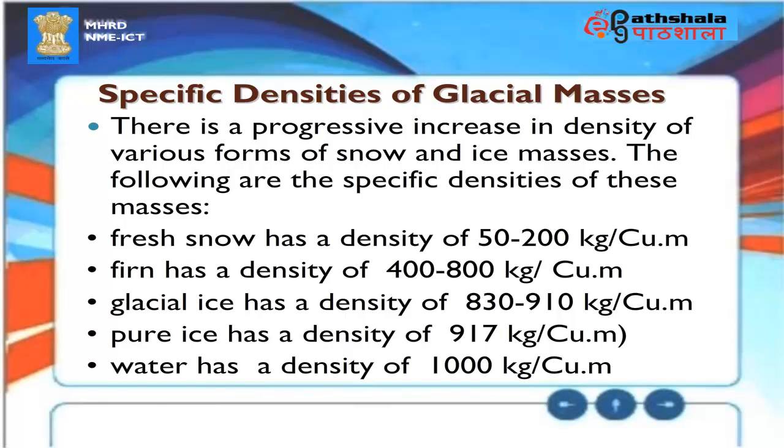Specific densities of glacial masses. There is a progressive increase in density of various forms of snow and ice masses. The following are the specific densities of these masses. Fresh snow has a density of 50 to 200 kg per meter cubed. Firn has a density of 400 to 800 kg per meter cubed. Glacial ice has a density of 830 to 910 kg per meter cubed. Pure ice has a density of 917 kg per meter cubed. Water has a density of 1000 kg per meter cubed.